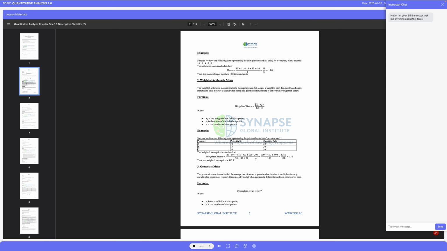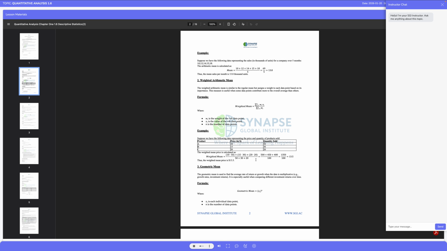We now move to the weighted arithmetic mean. The weighted mean is an extension of the arithmetic mean that recognizes that not all data values may contribute equally to the overall average. In many business situations, certain observations carry more importance than others, and weights are used to reflect this. The weighted mean is calculated by multiplying each data value by its corresponding weight, adding these products together, and then dividing the result by the sum of the weights. This approach ensures that values with greater importance have a larger influence on the final average.